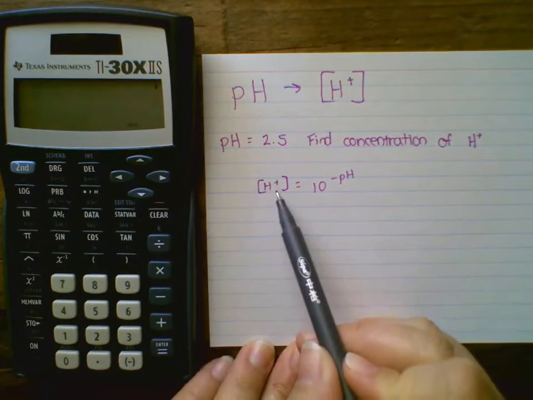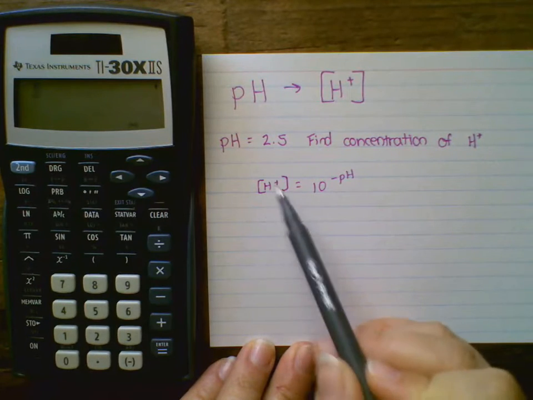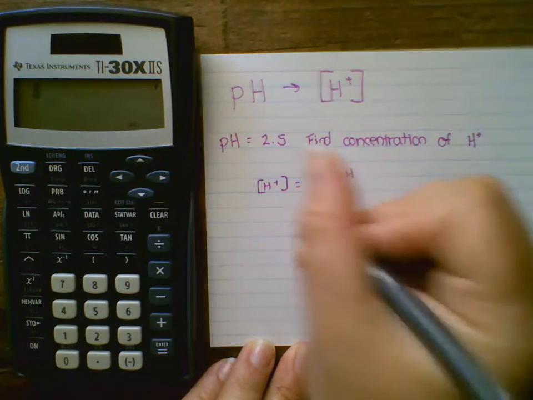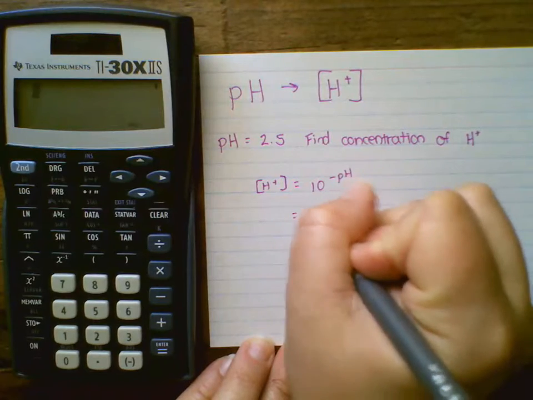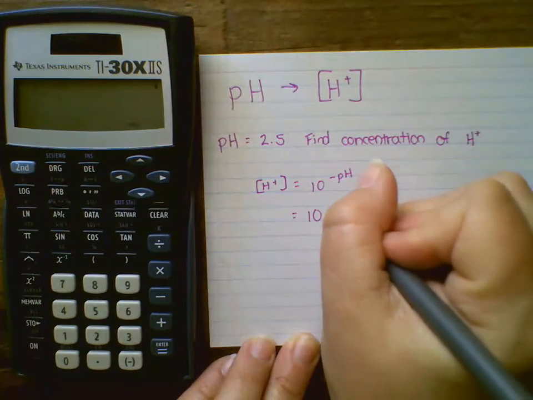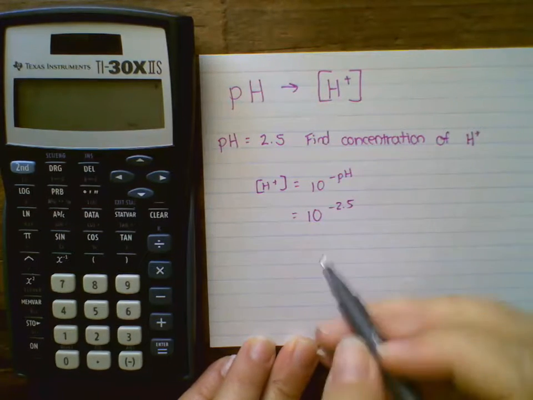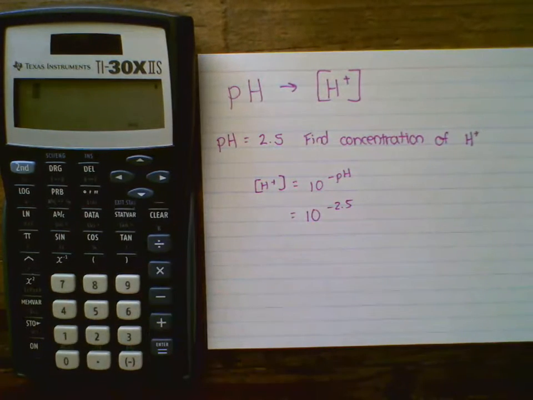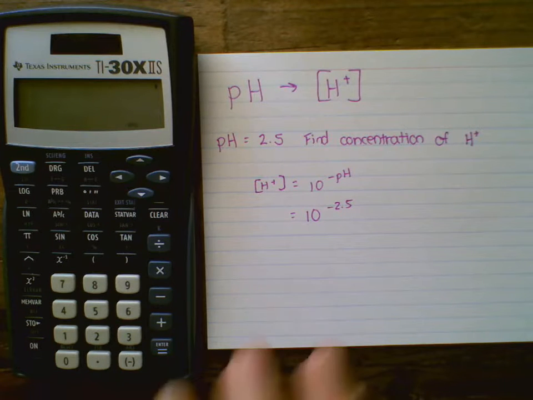Let's look at how we would use that. Since we're solving for our H plus concentration, we're solving for how much acid we need to put in. We are going to do 10 to the negative, and in this case, our pH is 2.5. Okay. So just like yesterday, these are all just plug and chug. You put them into your calculator, it pops out the answer for you.